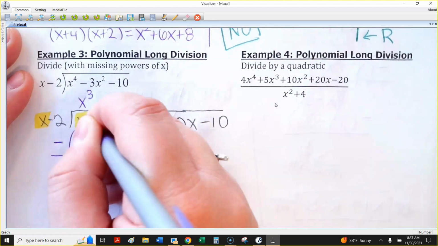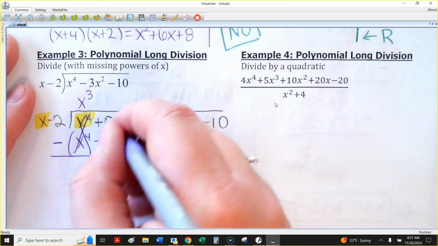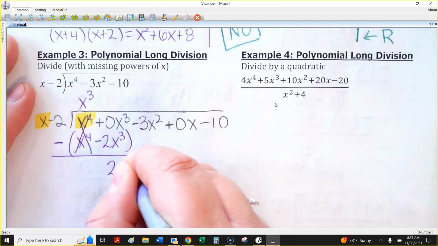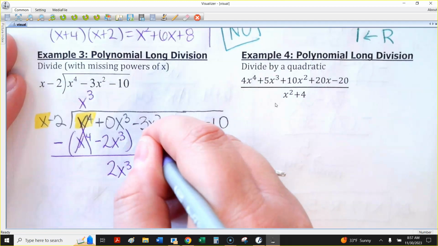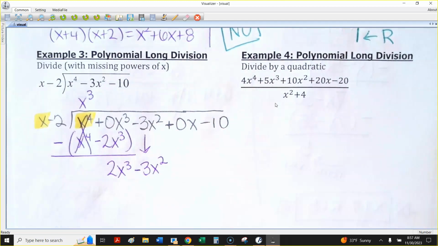All right, x to the 4th minus x to the 4th goes away. That's 0. If I set this up, this is just to help me. So this is 0 minus a negative 2. So 0 really plus 2 then. Minus a negative turns into a plus. This would be 2x cubed. And then just like we've been doing, just bring down the next term in the polynomial, which was negative 3x squared. And we'll repeat that.